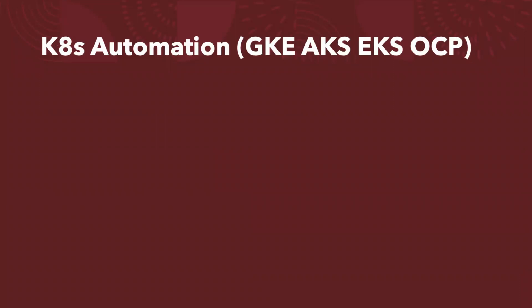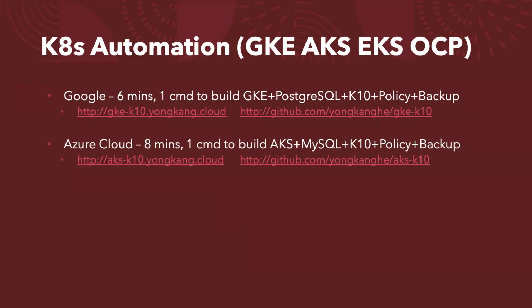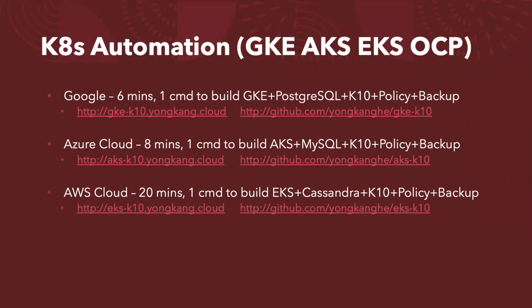I have the Kubernetes automation. Right now, for a Google Kubernetes Engine cluster, 6 minutes, 1 command to build a GKE plus PostgreSQL plus K10 backup policy, etc. For Azure Cloud AKS cluster, you need 8 minutes to build an AKS plus MySQL plus K10 plus policy. And for AWS Cloud, it takes about 20 minutes doing a similar thing, building an EKS cluster plus Cassandra database plus K10 plus policy.